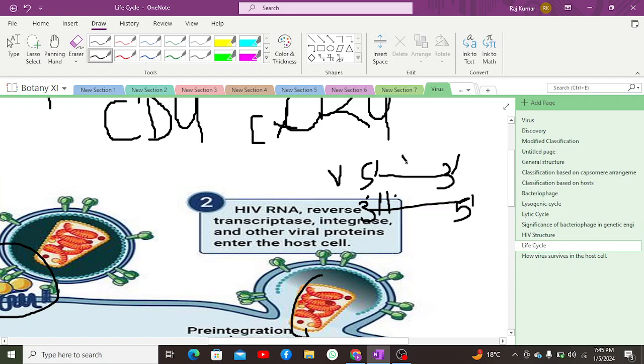This is RNA. Let me change the color as well. This is the RNA strand, while on the other hand, the blue one represents DNA. This is the RNA strand. This is the DNA strand, the complementary DNA strand.